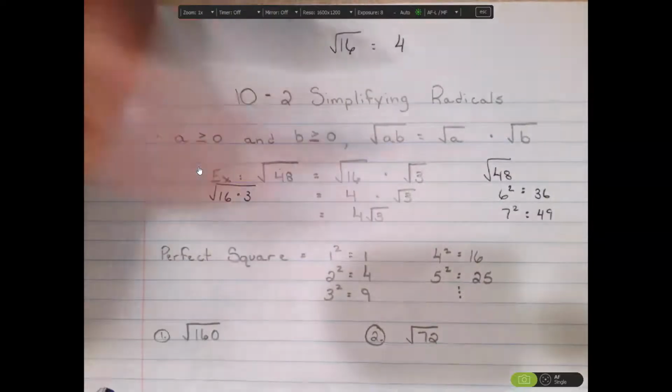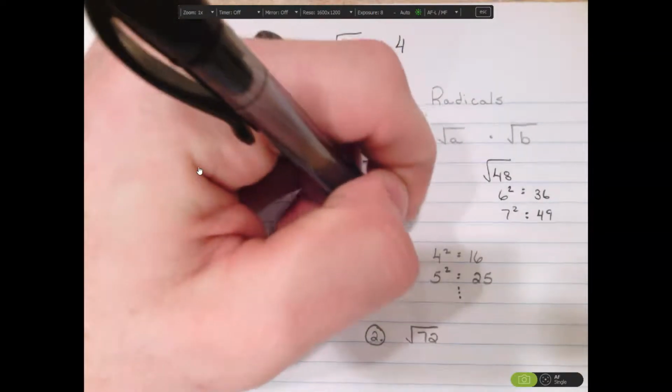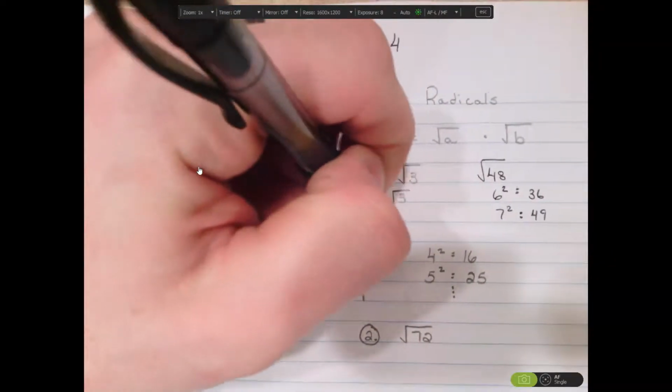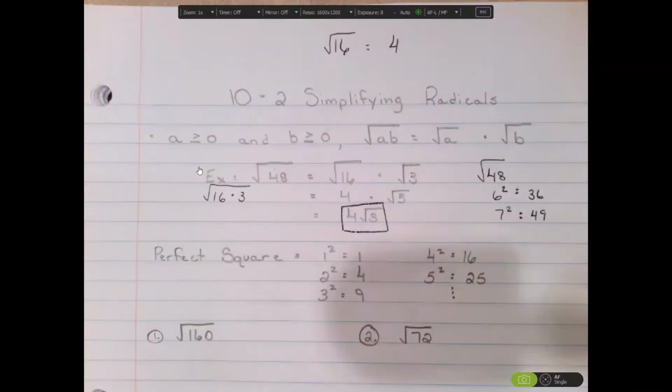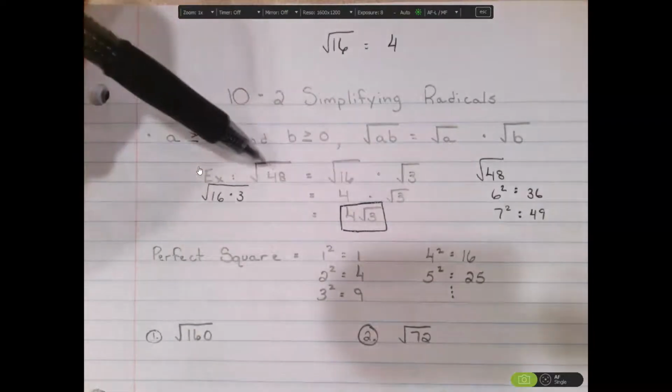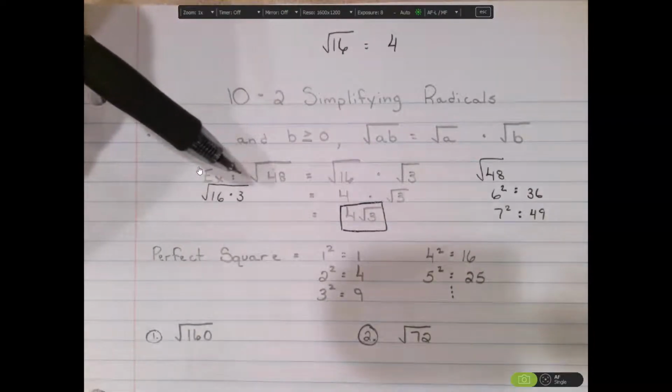So my final answer, I'm just going to combine those two by getting rid of that multiplication symbol, and it's going to be read 4 times the square root of 3. So this would be my final answer to the square root of 48.